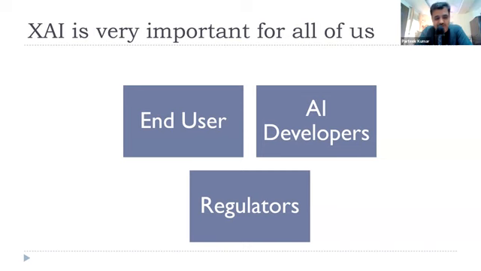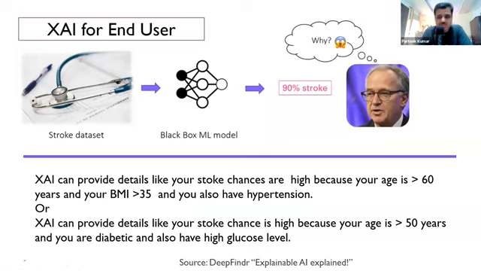So let's discuss the end user. As I mentioned, let's suppose this person visits a hospital, and that hospital is using an AI system, which is a black box ML model, and that AI system predicted that he has 90% chances of stroke. Now this person naturally asks why he has a very high chance of stroke. Here, by having explainable AI in place, we can provide the information to the patient that you have a high chance of stroke because your age is greater than 60, your body mass index is greater than 35, and you also have hypertension. We can generate these kinds of explanations to satisfy our patient, and these explanations help us to generate trust in the AI systems which we are using in the healthcare system.